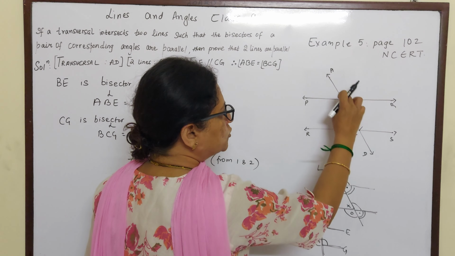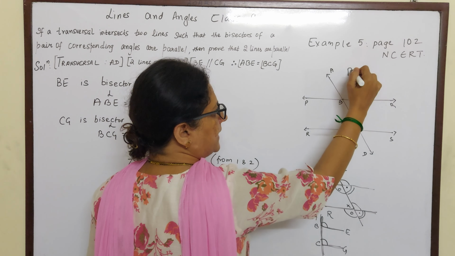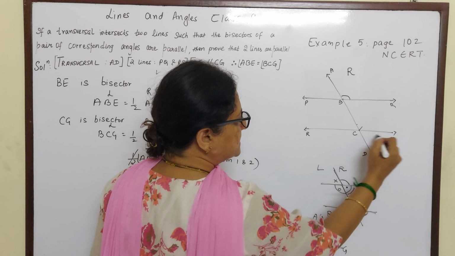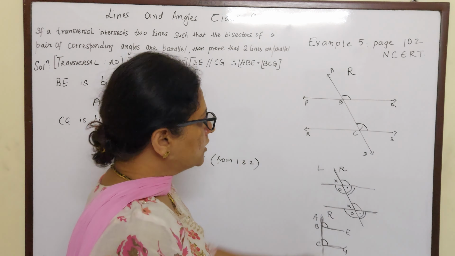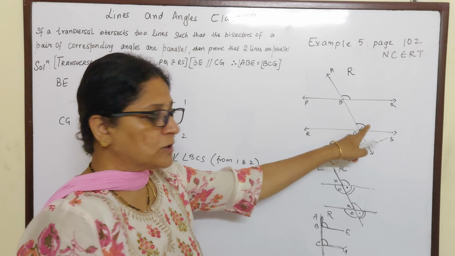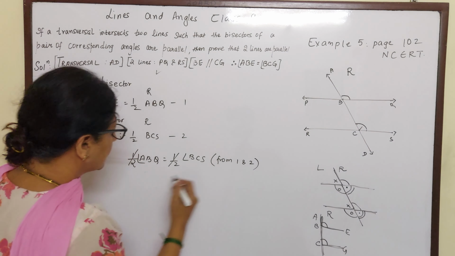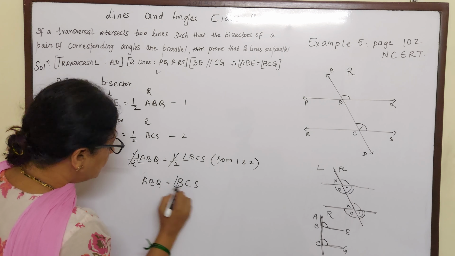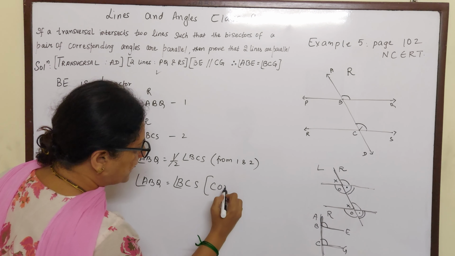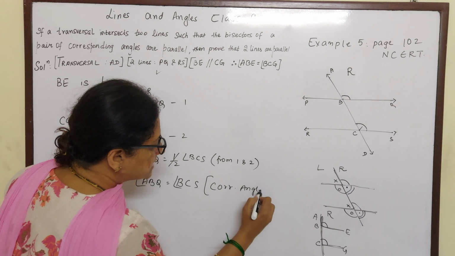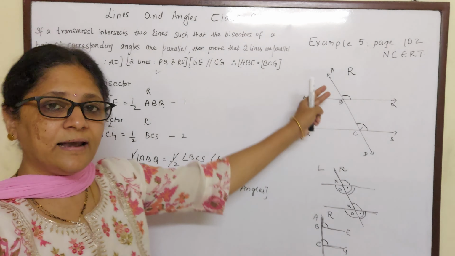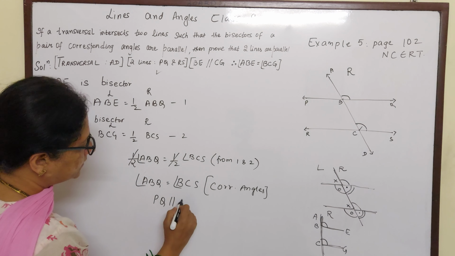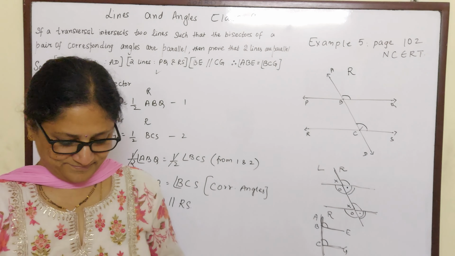And what pattern do they show? A transversal, right side, above the line. This is ABQ and BCS is also above the line. So they are making the same pattern. They are also equal. That means the corresponding angles have become equal now. So these are equal and they form corresponding angles. And when are corresponding angles equal, children? When the lines are parallel. So we can say from this PQ is parallel to RS. Thank you.